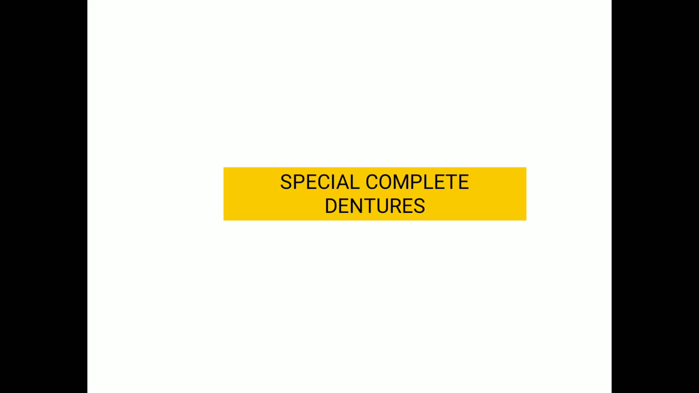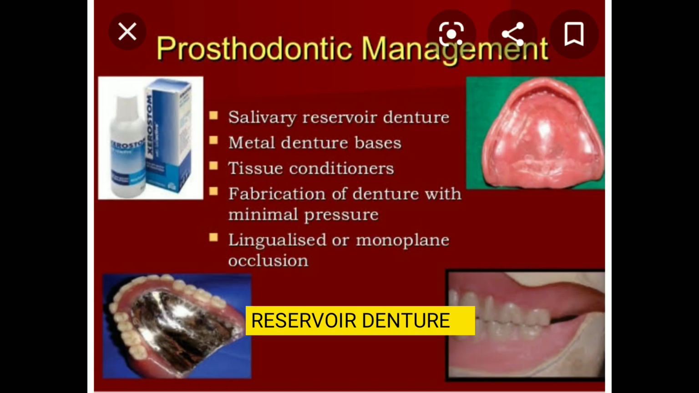Then you come to some specialized complete dentures. This is generally discussed in the postgraduate section. Let me show what special complete dentures you can come across. There are reservoir dentures, which we generally indicate for xerostomia patients. Do you know what xerostomia means? Xerostomia is a generalized dryness of the mouth which may be caused by some systemic conditions like Sjogren syndrome or severe diabetic conditions. In those conditions we advise the salivary reservoir denture.